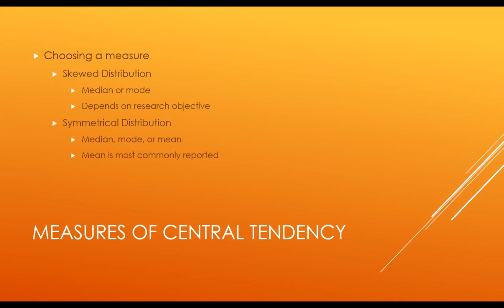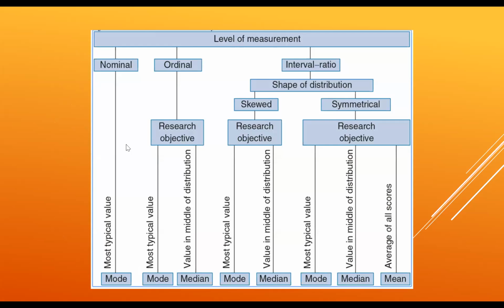Okay. All right. So again, this is the decision tree that you would do. First, you start with your level of measurement. What is it? If it's nominal, you're going straight down to the mode. That's your only option. If you're doing ordinal, it depends on what your research objective is. It could be either the mode or the median. If you have interval ratio, some sort of continuous variable that you're measuring, look at the shape of your distribution. If it's skewed, ask yourself, again, what's my research objective? Do I want the mode or median? If it is symmetrical, it's totally up to you which way you go. They're going to be fairly similar one way or the other. So that's a decision tree to try to figure that out.